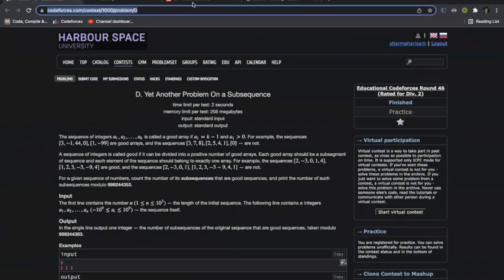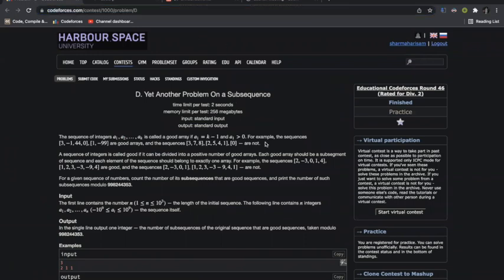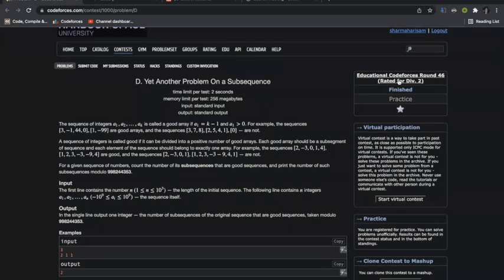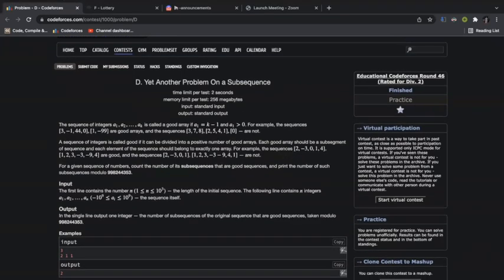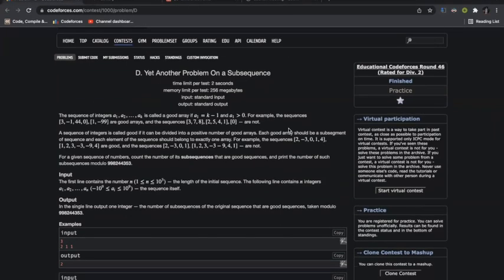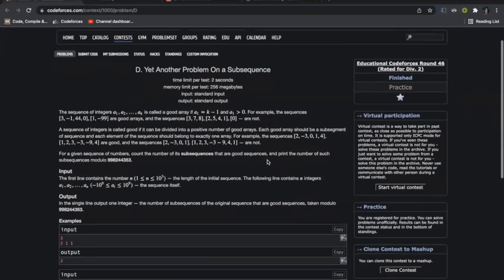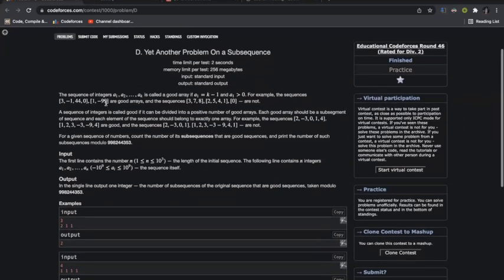This is the first problem that we are going to be solving today, and I have shared the link in the chat box. It's called Yet Another Problem on a Subsequence. It is problem D from Educational Round 46 on Codeforces, right? Let's go over the problem statement, and then I'll give you guys 5 to 7 minutes to think about the problem, and we can discuss various approaches which come into your mind.